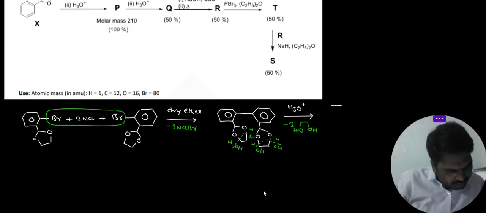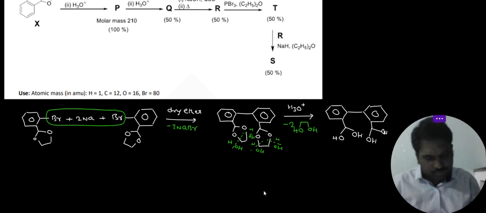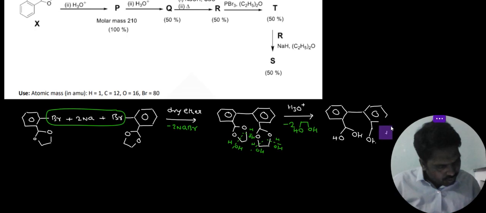Then you will get a gem diol. Which compound is formed? Gem diol.